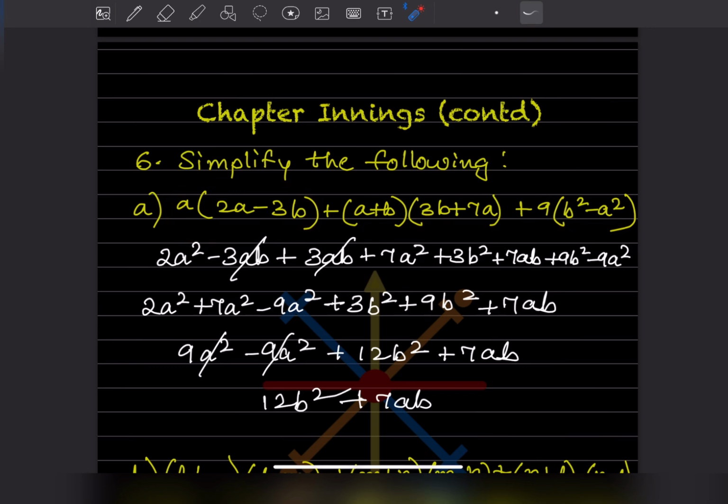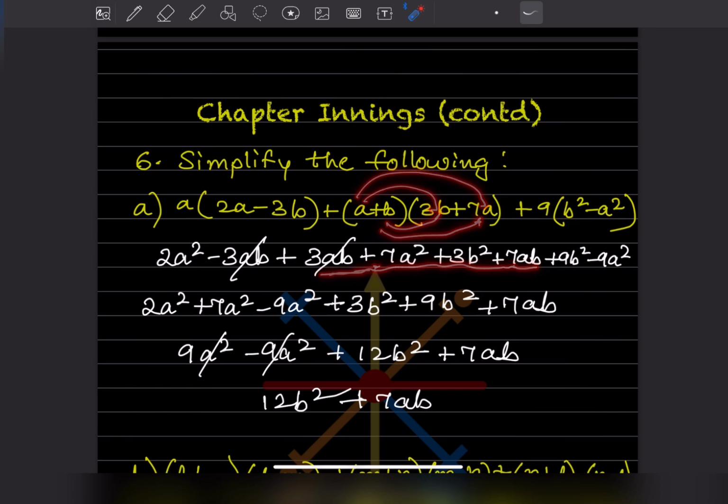So what are we going to do? We are going to expand this one. So that is going to be 2a square minus 3ab. Then this plus sign is as it is. We can expand this one. So this will be this into this, this into this, this into this, and this into this one. So that will be 3ab plus 7a square plus 3b square plus 7ab. This is what is written over here.